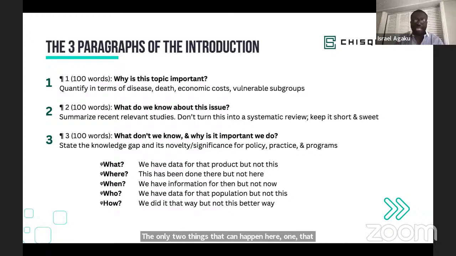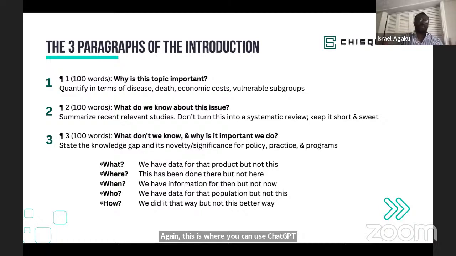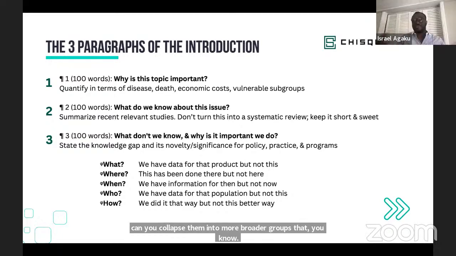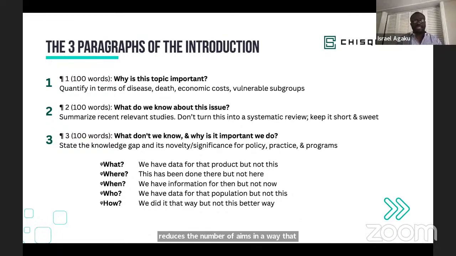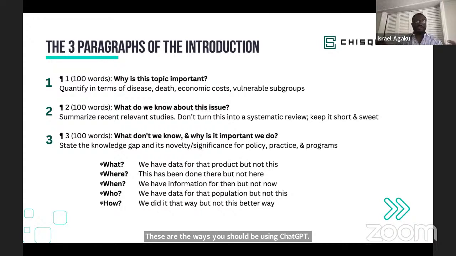Again, this is where you can use ChatGPT. Just put the aims in ChatGPT and say, please, can you collapse them into broader groups that reduce the number of aims in a way that is coherent and makes sense? These are the ways you should be using ChatGPT. Or you can just separate them into different papers if they are substantive aims already. Those are the only options you have. All right, next question.